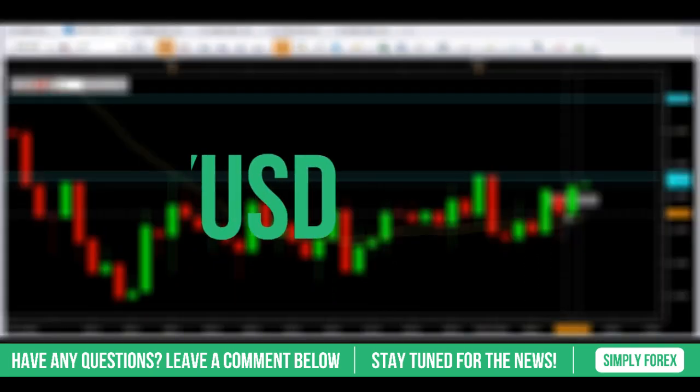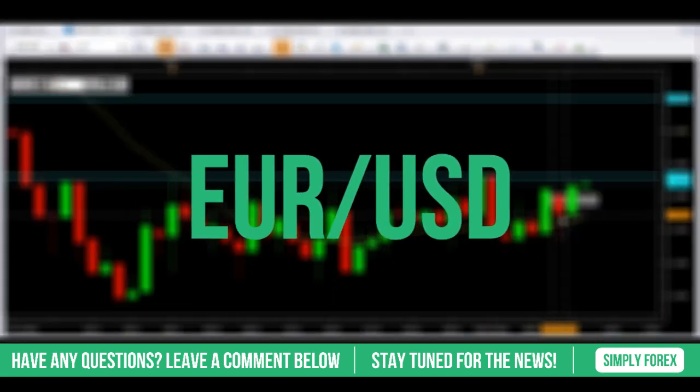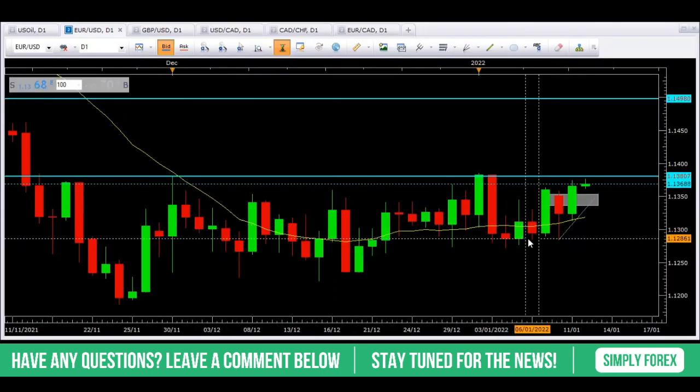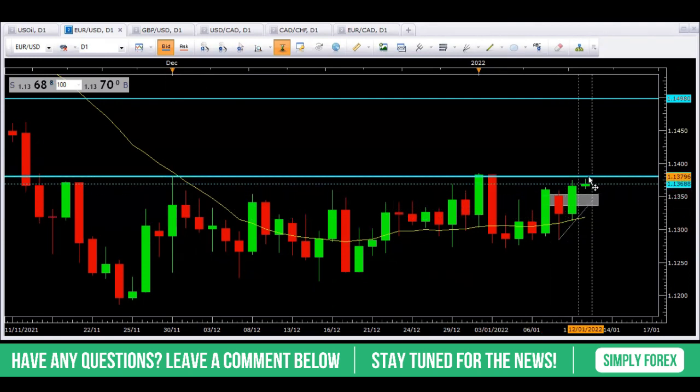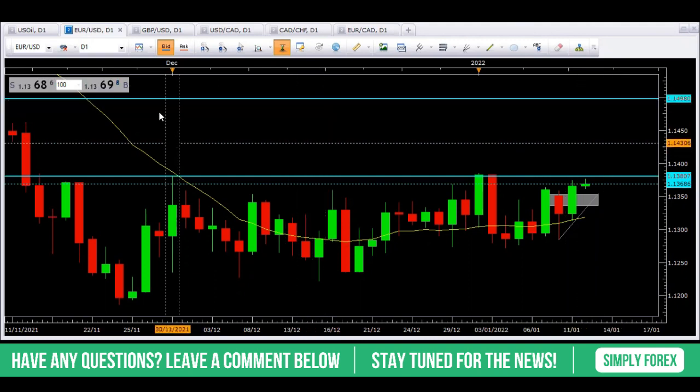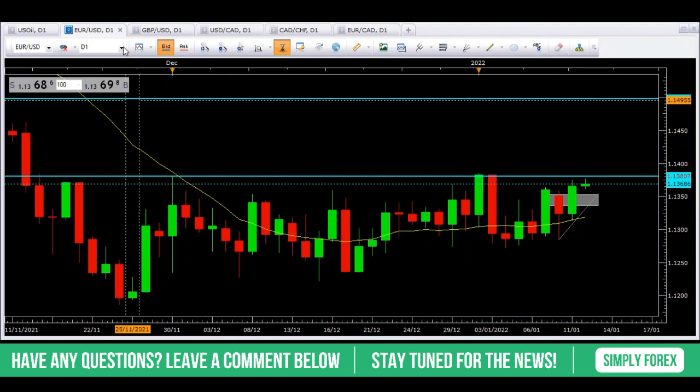This is the euro against the US dollar. We've been long in this all week. Ever since this large bullish candle formed on the 7th of January, we've been trying to take price back up to this blue line at 1379. And then even potentially this blue line at 1496. Okay. So yeah, we're looking to long this market.